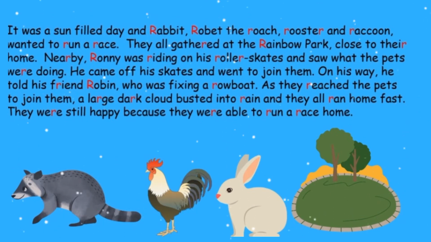He came off his skates and went to join them. On their way, he told his friend Robin, who was fixing a rowboat. As they reached the pets to join them, a large dark cloud burst into rain, and they all ran home fast. Now they were still happy because they were able to run the race at home. Now that's clever.